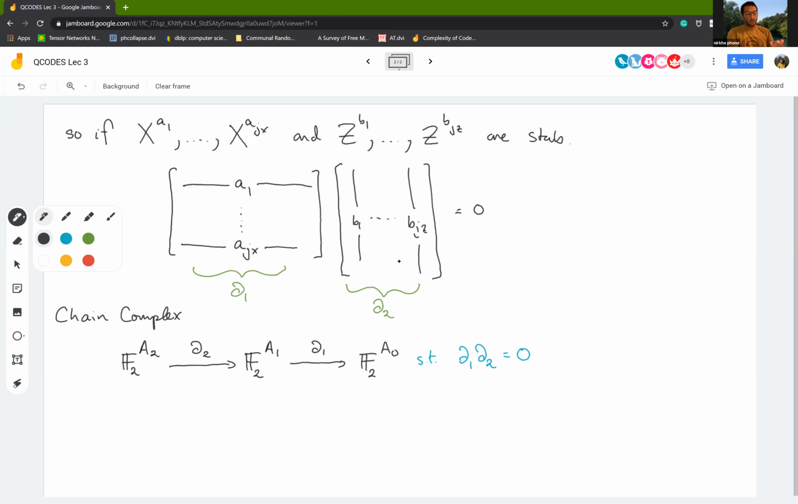Okay. So this chain complex, right now, I've just stated as this vector space with these maps, but there's a very quick mapping from this chain complex back to the code, which is we can think of A2 as the set of Z.